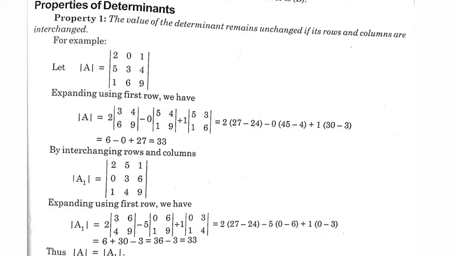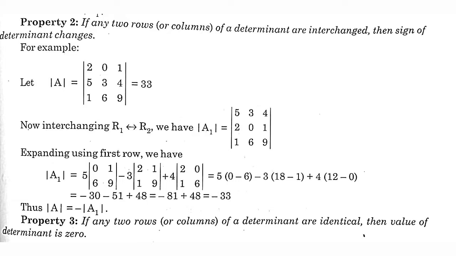First of all, properties of determinants. The first property is the value of determinant remains unchanged if its rows and columns are interchanged. It means students, if you convert the rows into columns and columns into rows, you will get a value of determinant equal to the actual determinant. Here you can see that for determinant A, by expanding we are getting 33, and after changing the rows into columns we are again getting 33. It means both the values are equal.